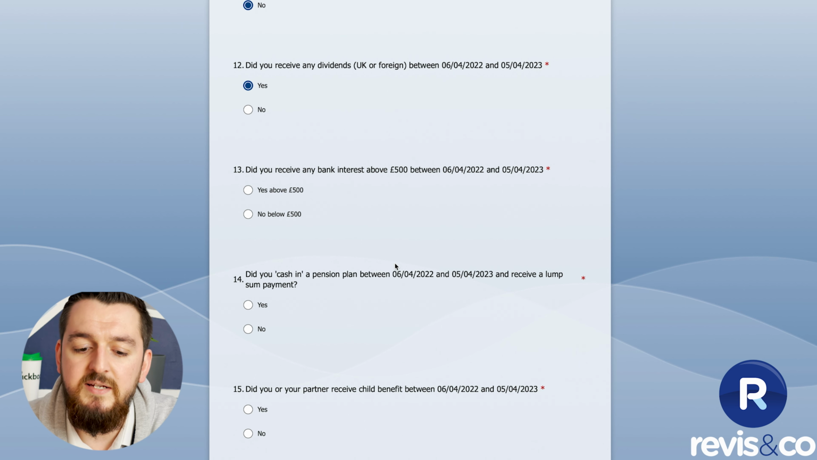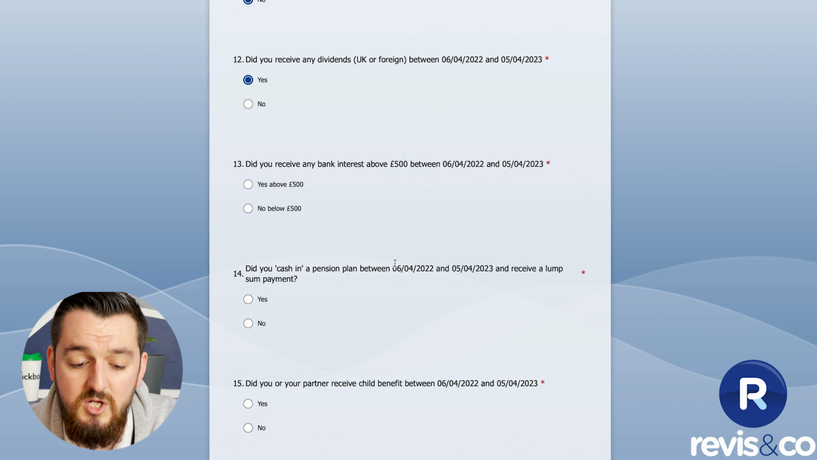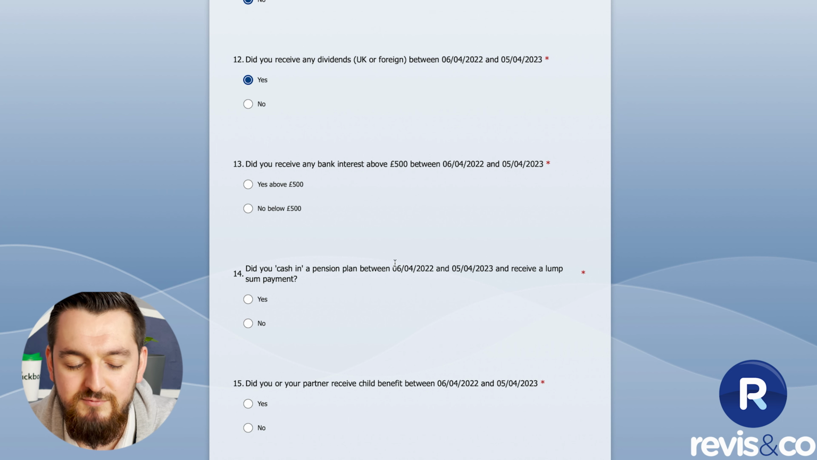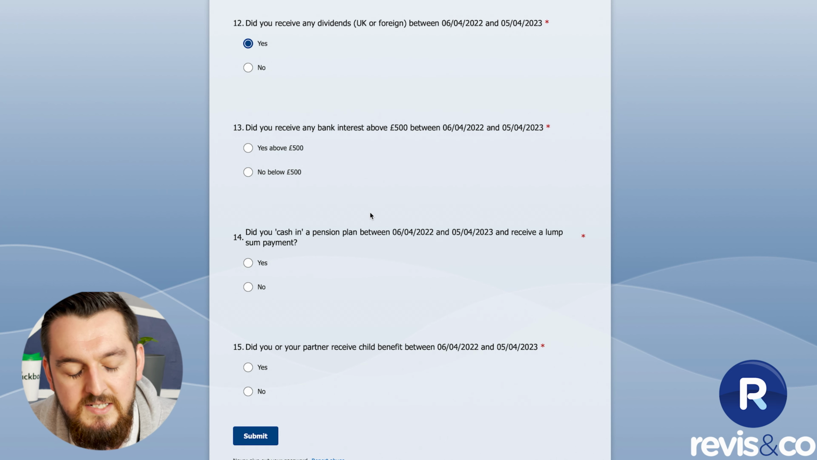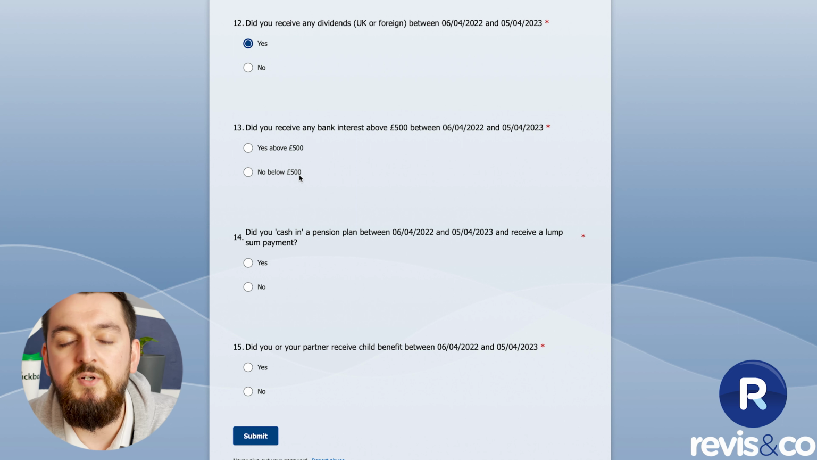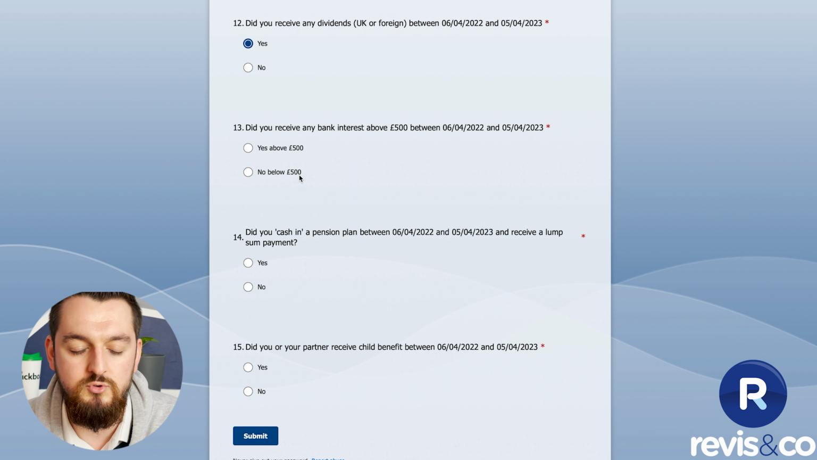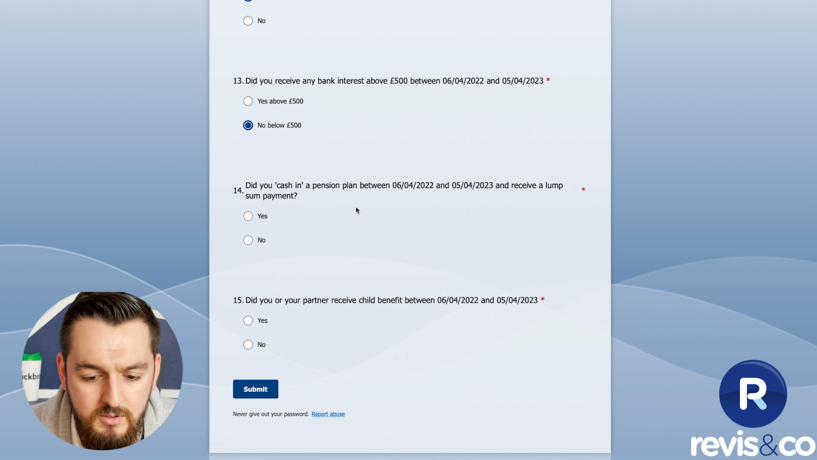Did you receive any bank interest above £500? A lot of people don't, I'm going to be honest, especially nowadays with how the interest rates sit on the bank, on your savings. Basically, all you need to do is just say yes you have or yes you haven't. This is across all of your accounts, not just one account. I'm going to put no on that one.